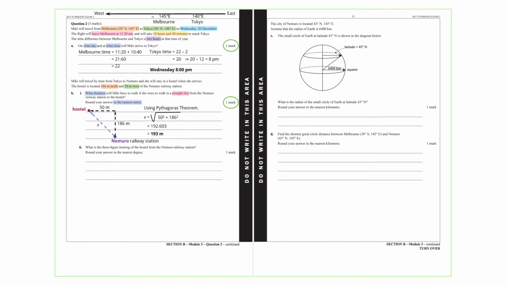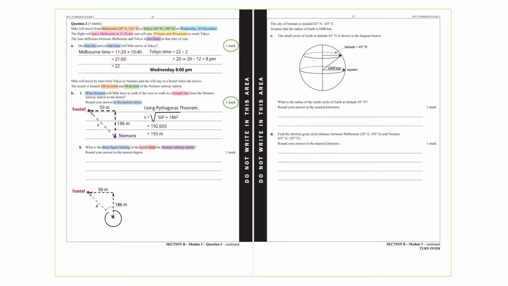Part B.ii. What is the 3-figure bearing of the hostel from the Nemuro railway station? We are going to use the same diagram, and here is the bearing of the hostel from the Nemuro railway station.